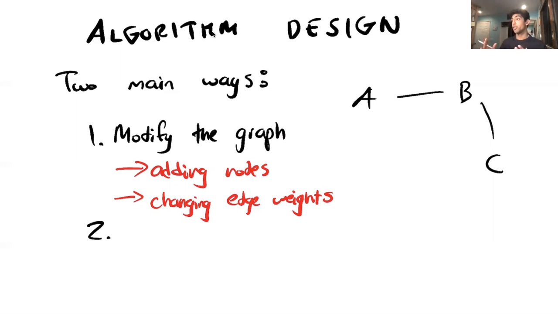The other type of solution to an algorithm design problem comes from modifying the code.